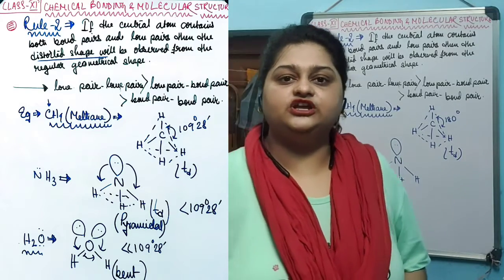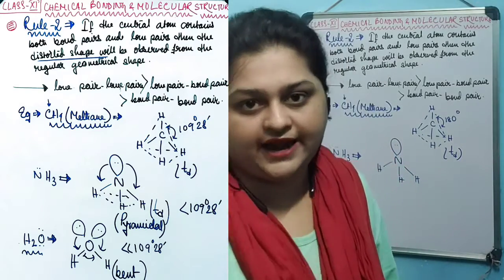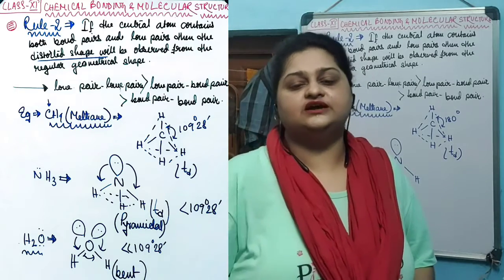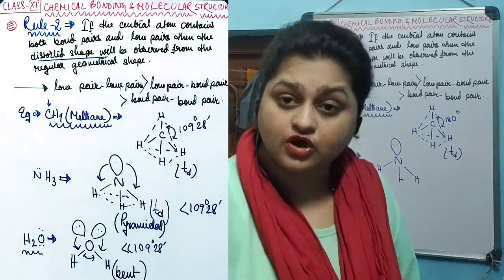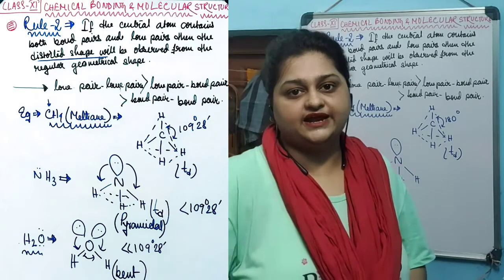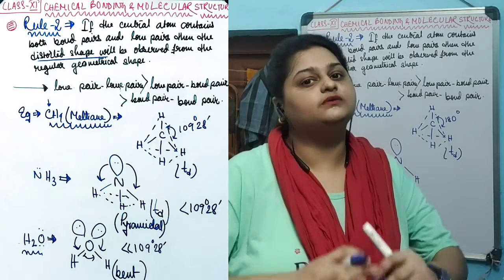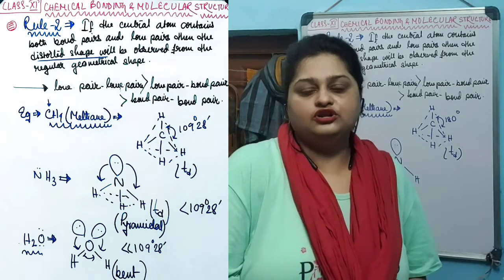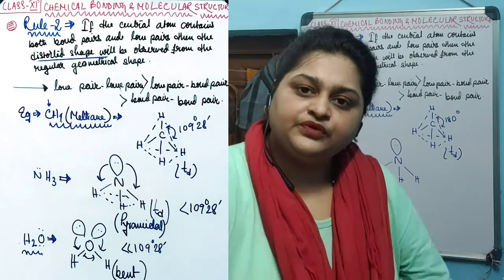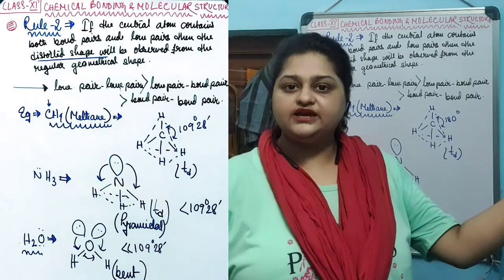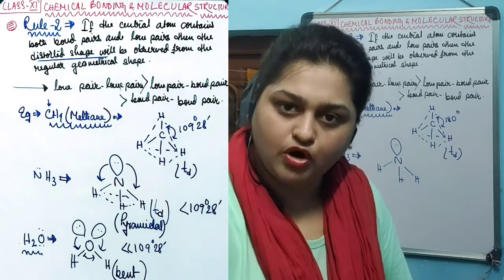Lone pairs are under the influence of only 1 atom, that is the central atom. As it is under the influence of only 1 atom, the volume in space that a lone pair occupies is much larger compared to a bond pair. As a result, the lone pairs are much bulkier in size compared to a bond pair.